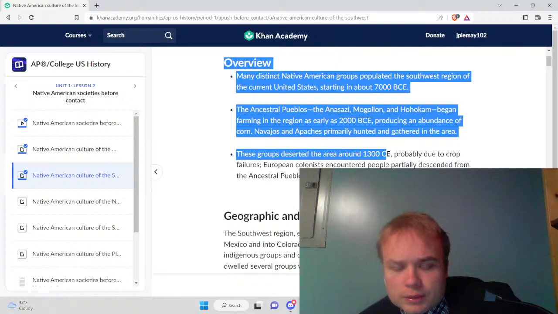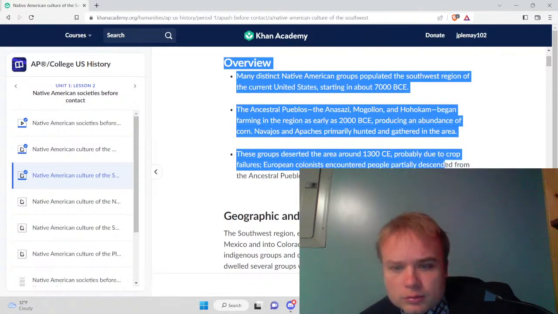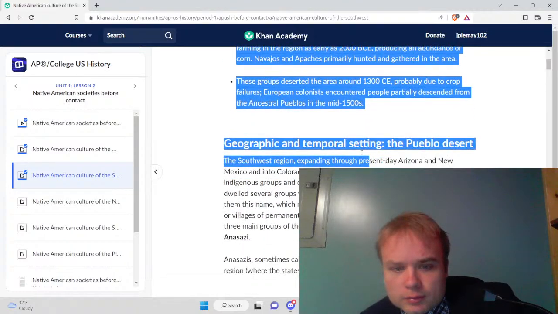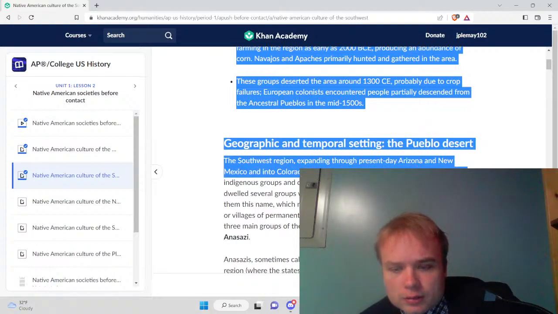These groups deserted the area in 1300 CE, probably due to crop failures. European colonists encountered people partially descended from ancestral Pueblos in the mid-1500s. Geographic and temporal setting: the Pueblo Desert. The Southwest region expanded through present-day Arizona and New Mexico and into Colorado, Texas, Utah, and Mexico.